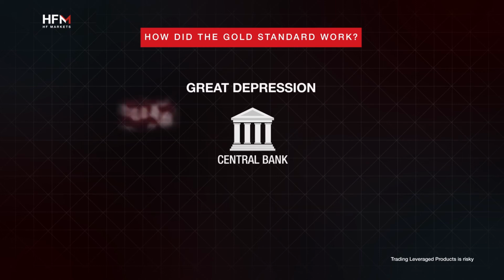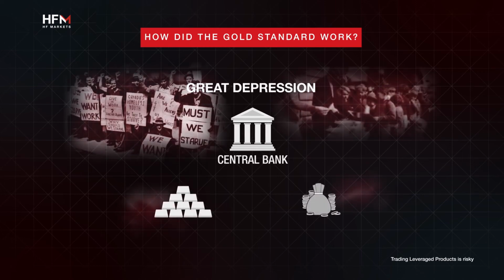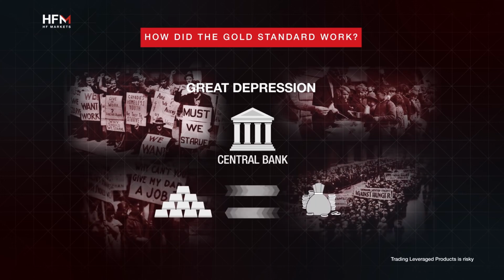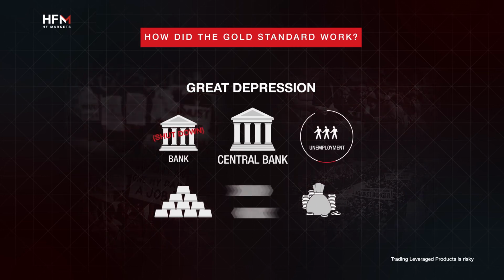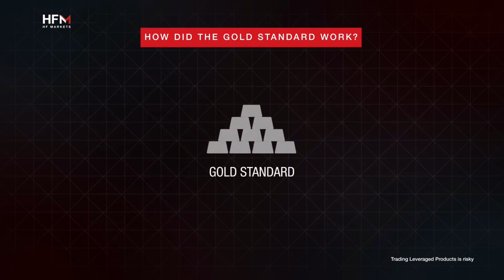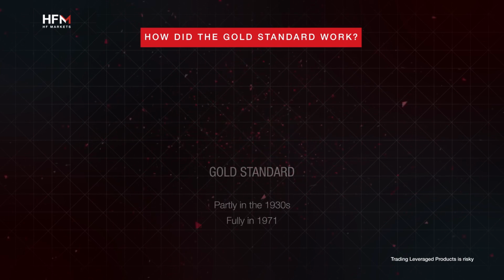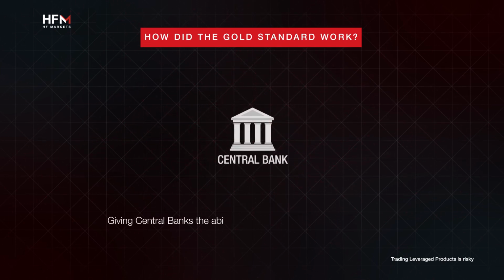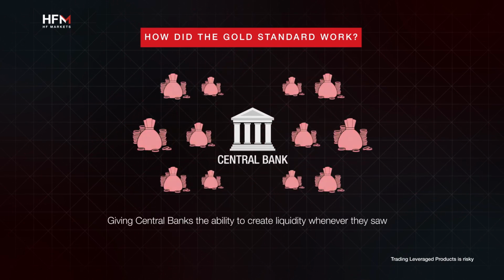During the Great Depression, citizen runs to exchange their money in return for gold caused great panics, social unrest, forced many banks to shut down, and led to a quadrupling of the unemployment rate. To avoid such issues repeating in the future, the gold standard was abandoned, partly in the 1930s and fully in 1971, giving central banks the ability to create liquidity whenever they saw fit.